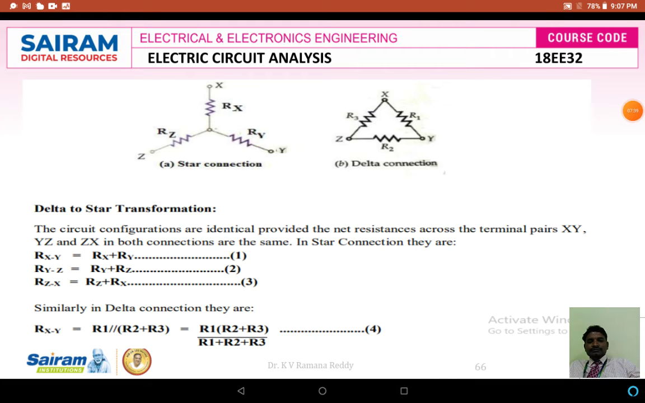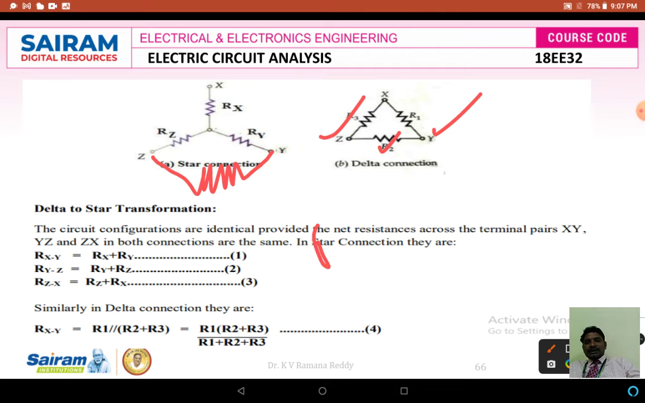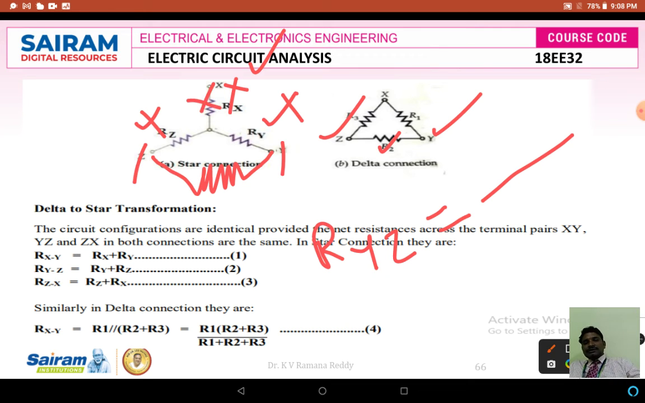Similarly, what about R2? The value of R2 is constructed between y and z. That means y to z. The value of R2 is again the product of Ry into Rz plus Rz into Rx plus Rx into Ry, divided by the opposite resistor of z and y, which is Rx. So divided by Rx, we get the value of R2.